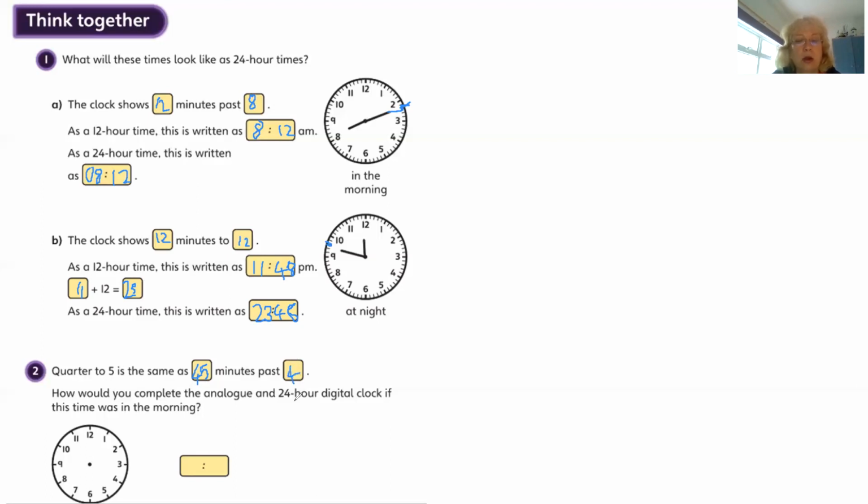How would you complete the analog clock and 24-hour clock if this time was in the morning? Really important. So the hour is 4, and as it's 24-hour, we need to put 04:45 here. So that tells us the time really well. And then we're going to do this again on the analog, and we know the hour hand is the shorter hand and it's going from the 4 but it's going towards the 5, so we're going to put the hour hand there quite straight, and the minutes are 45, so 9 5s are 45, and that needs to be pointing in a straight line towards the 9.